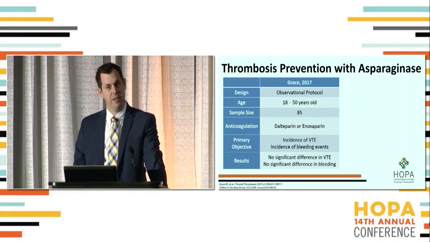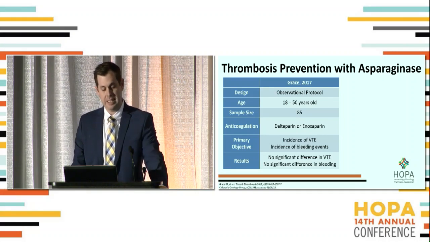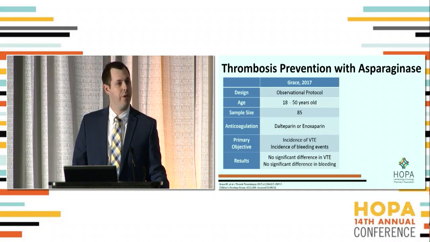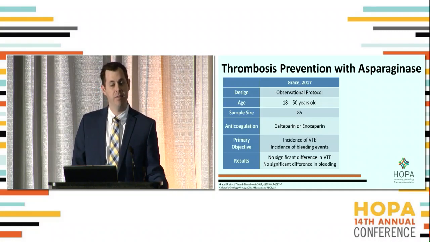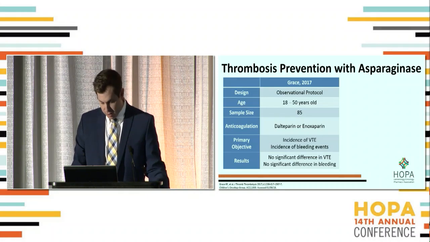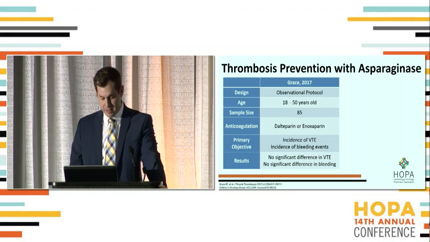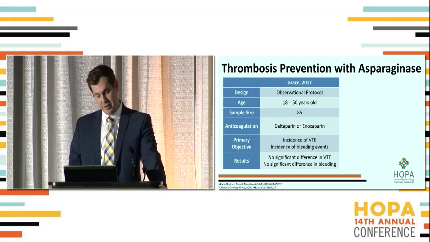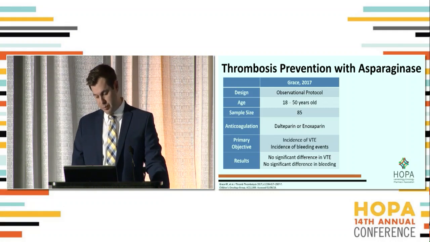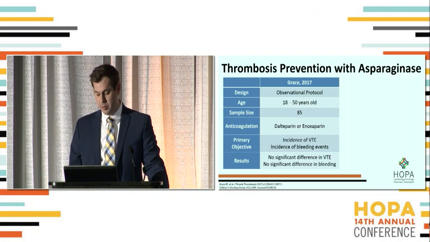The patients who received anticoagulation got prophylactic anticoagulation with enoxaparin, either 30 milligrams BID, enoxaparin 40 milligrams daily, or dalteparin 5,000 units daily. They looked at as their primary outcome the incidence of VTE and the incidence of bleeding events. And what they found was that there was no statistically significant difference in VTE. So 41% of patients in the control group developed a VTE, whereas 28% in the anticoagulation group developed a VTE. That had a p-value of 0.32.